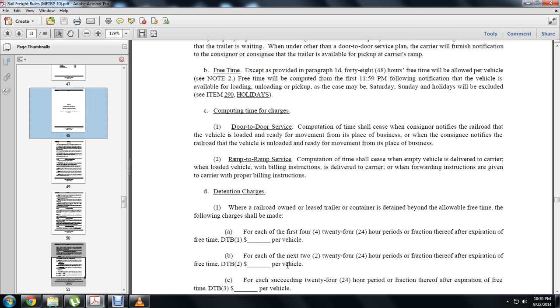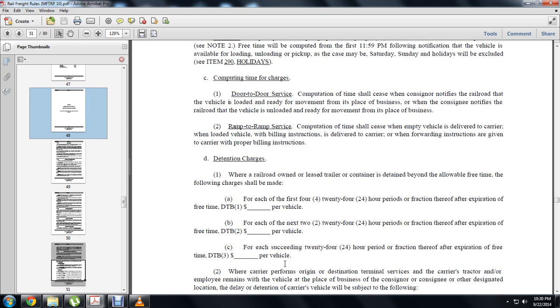or fraction thereof after the expiration of the free time. DTB is the basic cash amount per vehicle for each succeeding 24-hour period or fraction thereof after the expiration of the time, a blank amount of cash per vehicle.